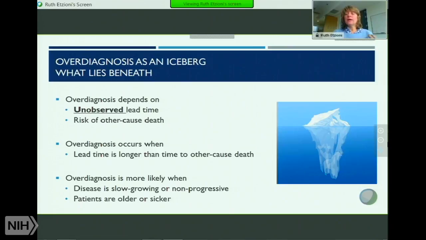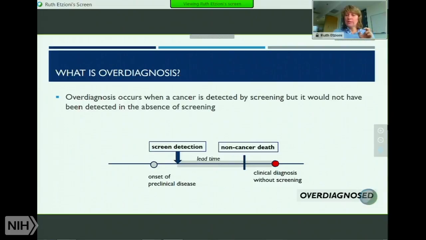And in addition, overdiagnosis depends on something that's unobserved, the lead time. It is below the surface. Overdiagnosis occurs when the lead time is longer than time to other-cause death, as I showed you in the figures. But what does that mean? It means that it's more likely when disease is slow-growing or non-progressive, so it's a long time from the time of screen diagnosis until clinical detection, or it is a short time to other-cause death if patients are older or sicker. So the lead time is longer, or there's a shorter time to non-cancer death, there is a greater likelihood of overdiagnosis.